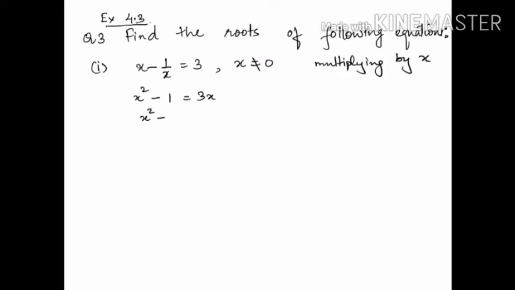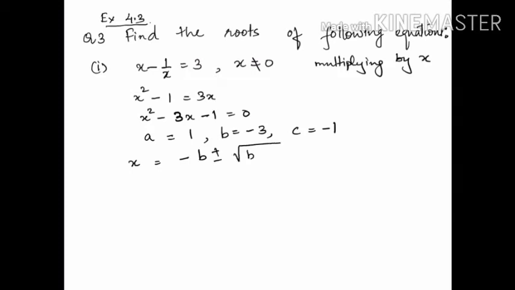So x square minus 3x minus 1 is equal to 0. Before using the quadratic formula, we have to write down the values of a, b, and c. So a in this equation is 1, b is minus 3, and c is minus 1. So using the formula, x equal to minus b plus minus root b square minus 4ac upon 2a.